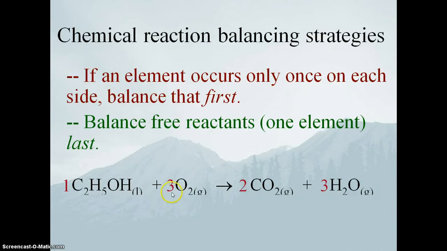And of course you can always go back and double check to make sure that your equation's balanced, just to make sure that you've got the same number of everybody. You can go back and recheck 2 carbons, 6 hydrogens, 7 oxygens.